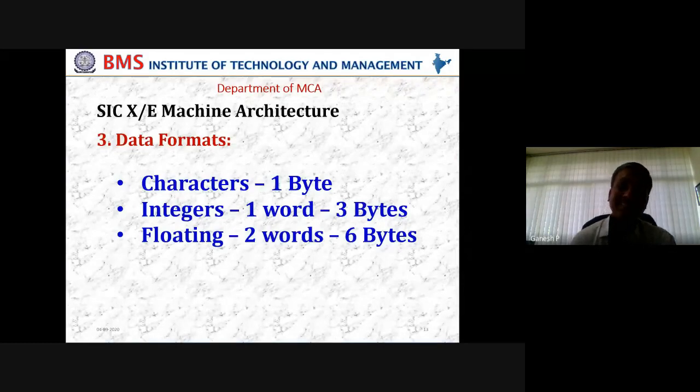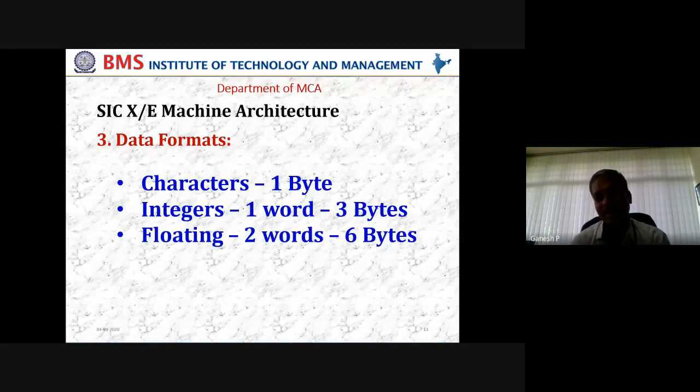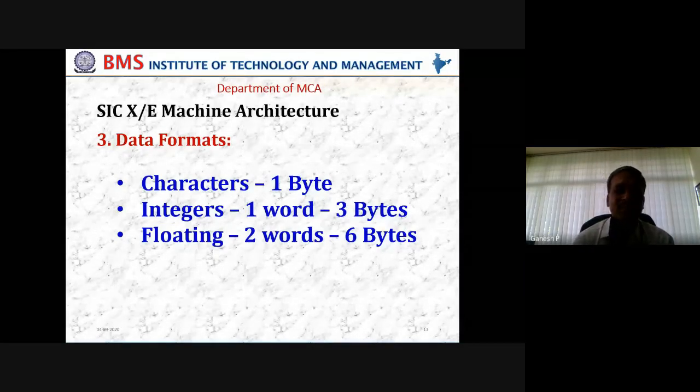Whereas in SIC/XE, floating point is supported. Just now we have seen there is a register by name F. As the name says, it is a floating point register, and hence we can easily say data formats will be given with floating point in SIC/XE. So in addition to what we have in SIC, that is a character of 1 byte and an integer of 3 bytes, that is 1 word, we have a floating point which is going to have 2 words, or 6 bytes, or 48 bits. A 48-bit floating point is possible in SIC/XE.